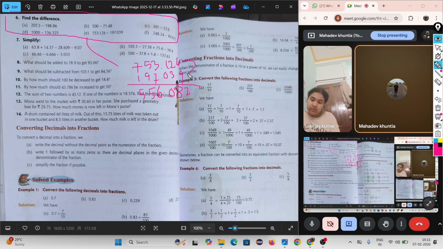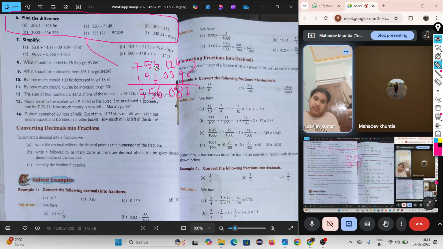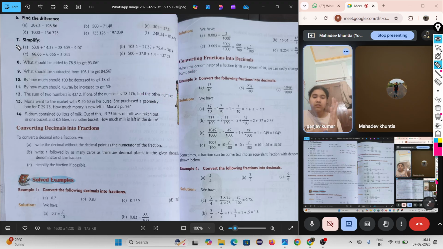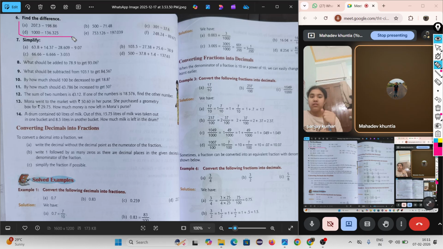16 subtract 9 is 7. It's 11. 11 minus 3 is 8. Yes. 0, 0. 13 minus 7 is 6. 14 minus 9 is 5. 6, 1, 5 is correct. Then look at the simplify question. You have to do the same thing, only normal subtraction to find the difference. What is the meaning of difference? Difference means subtraction. The meaning of difference is subtraction.